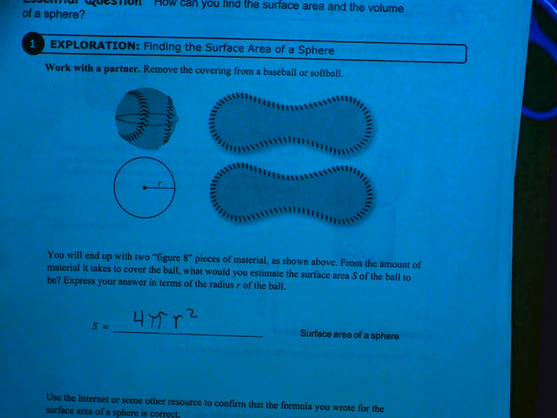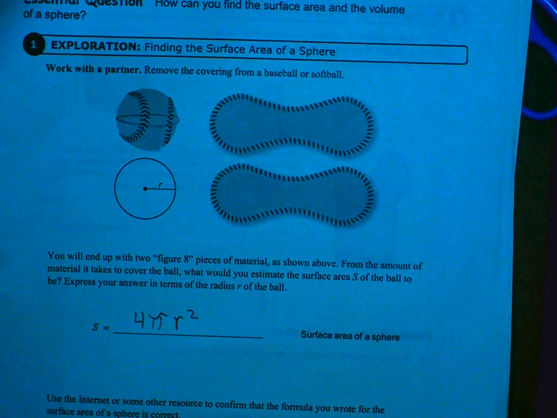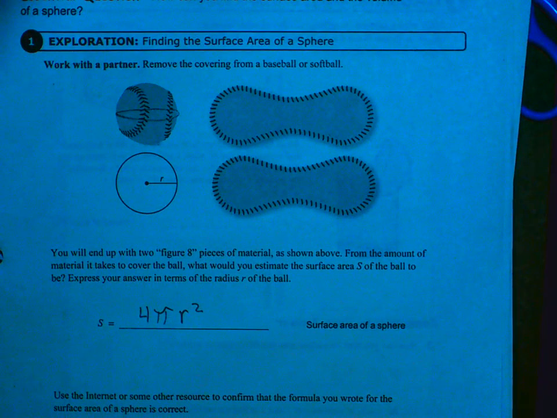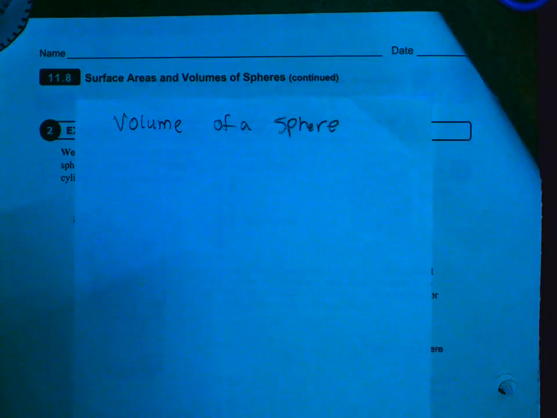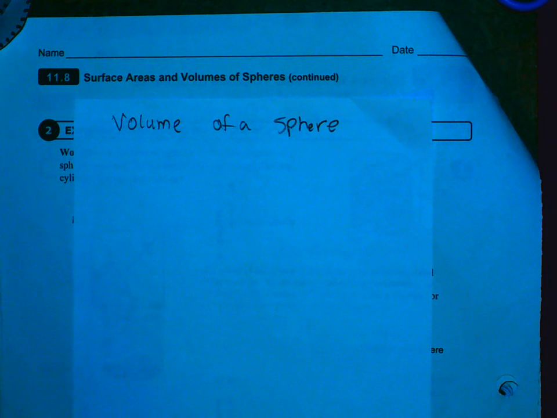Now let's take a look at the volume of a sphere. Let's turn to page 350. On page 350, let's look at the volume of a sphere. In the description, I'm going to leave a couple of links that I want you to see so that you can understand what I'm going to be doing in just a second.